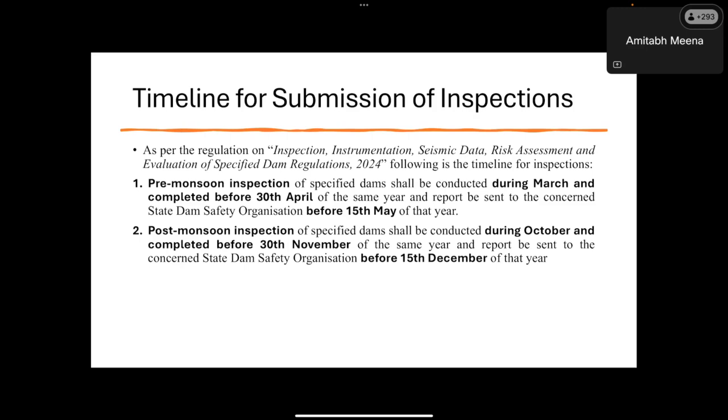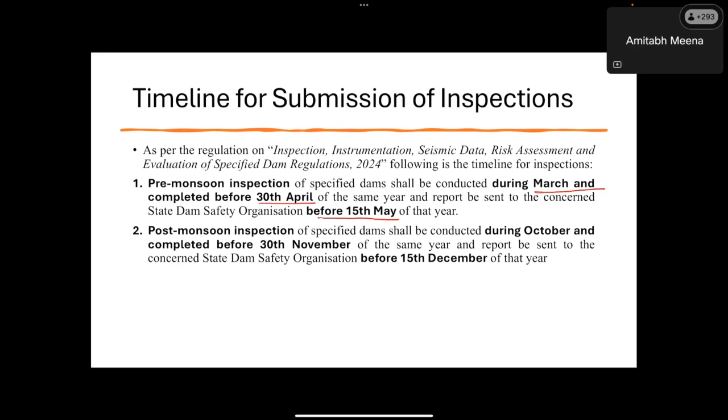For pre monsoon inspection, two months have been fixed, March and April. So 1st March to 30th April is the time period for conducting the inspection. And 15 more days have been given for submission of the inspection report to SDSO.